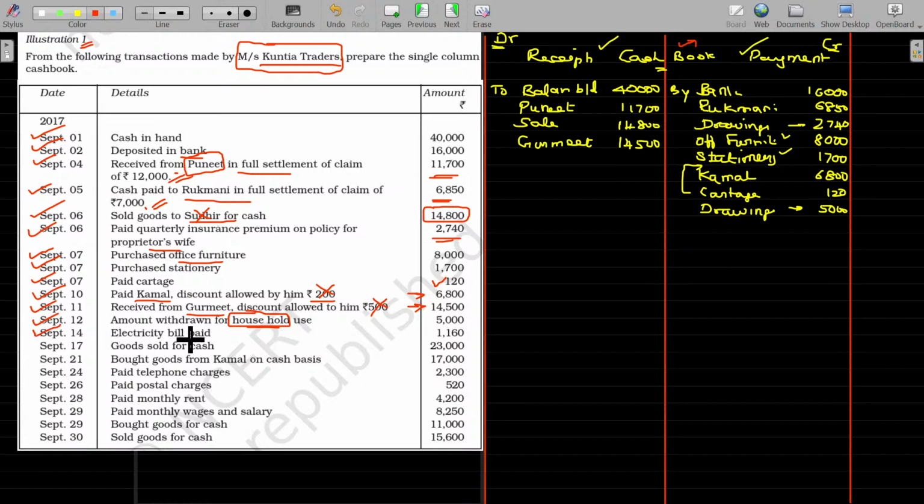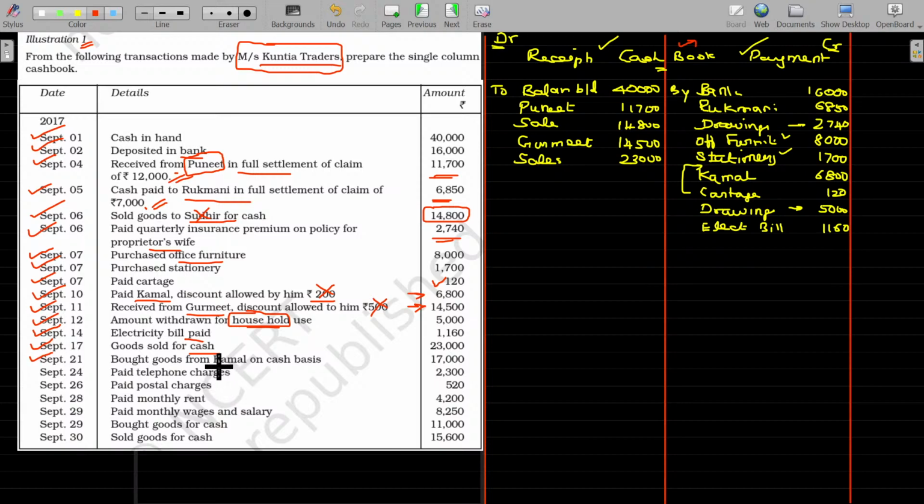On 14th, electricity bill paid. Electricity bill. The value being 1,160. On 17th, goods sold for cash. Then it's a receipt. So in the receipt side, sales. The value being 23,000.